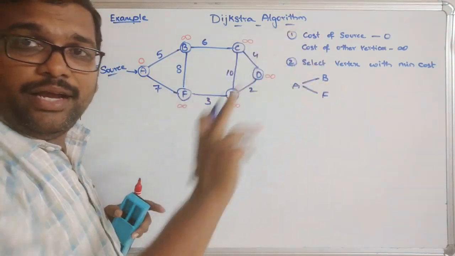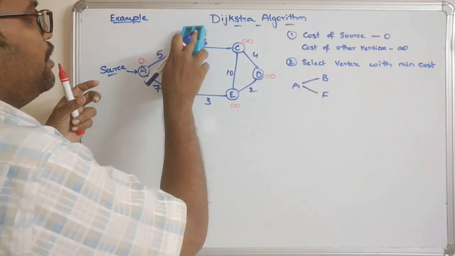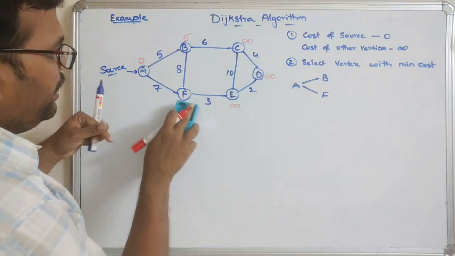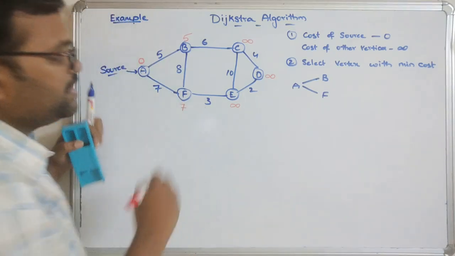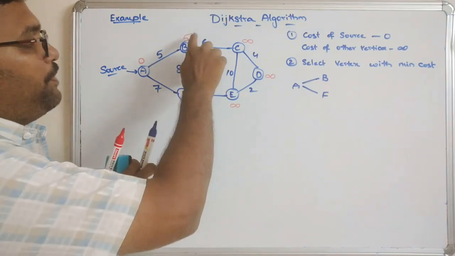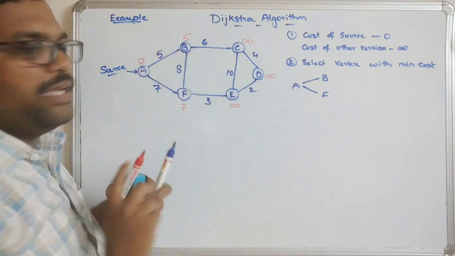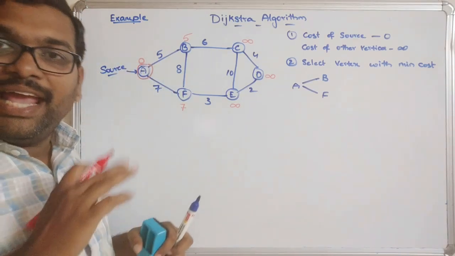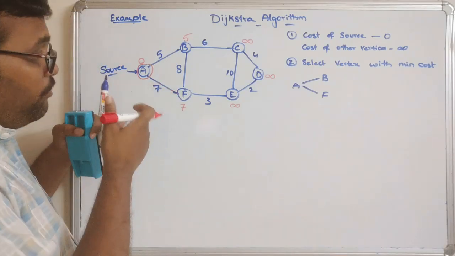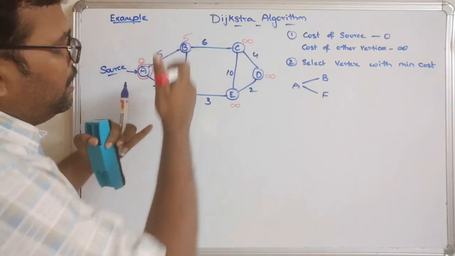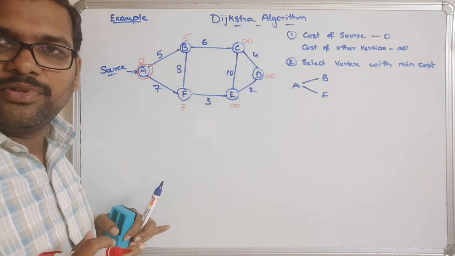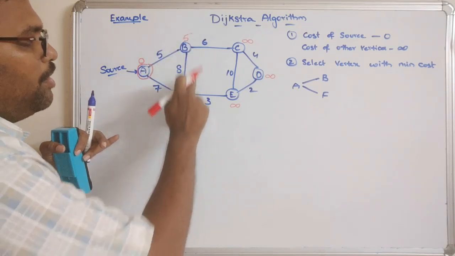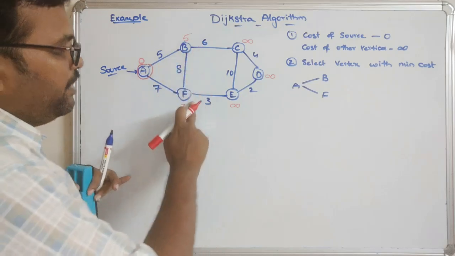So this is a direct edge. We can update with 5, and here it is 7. Okay, 5 and 7. All remaining are infinity. And mark this one as a visited node. So A is visited now, because from A we have found the cost of all adjacent vertices. We only had two neighbors, B and F.